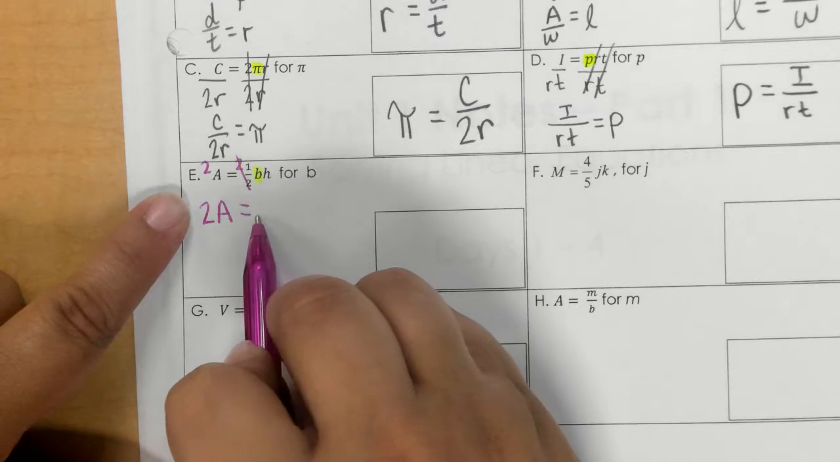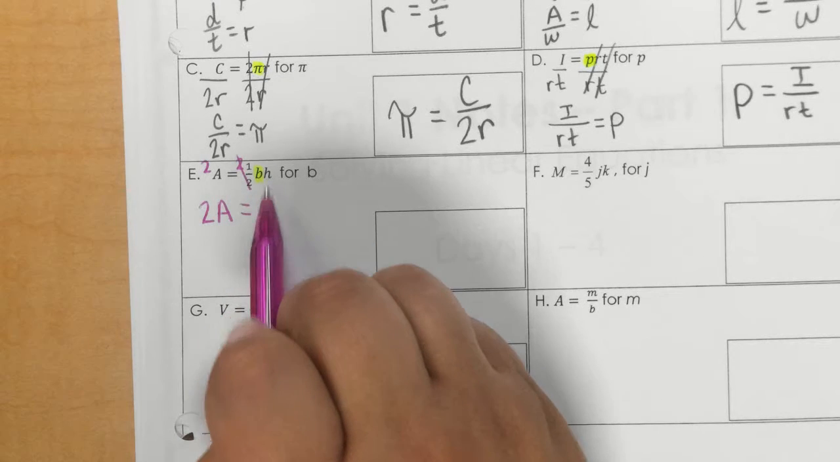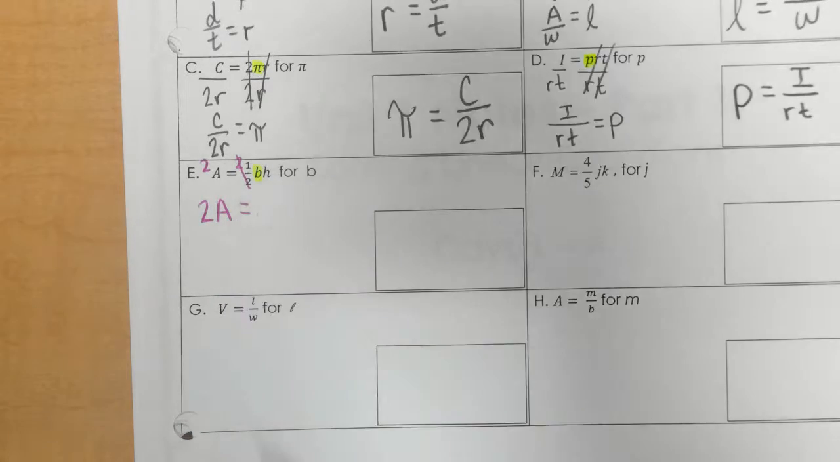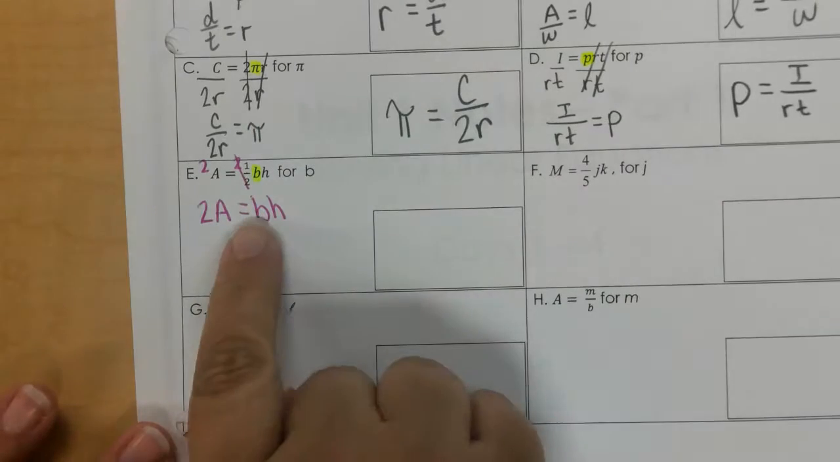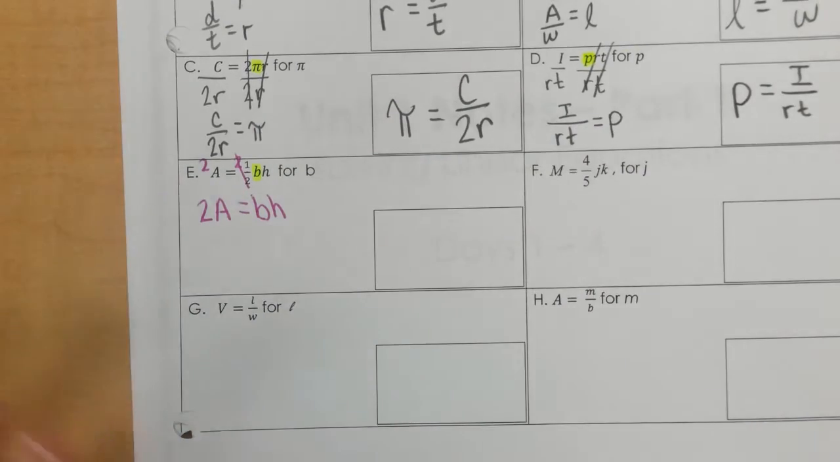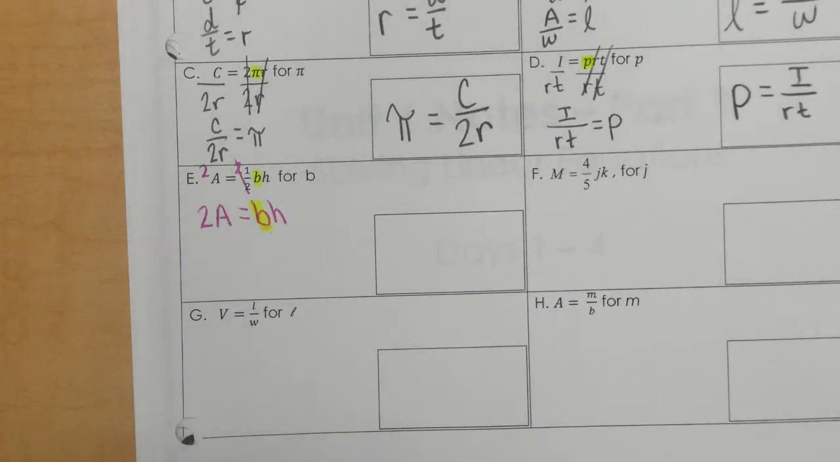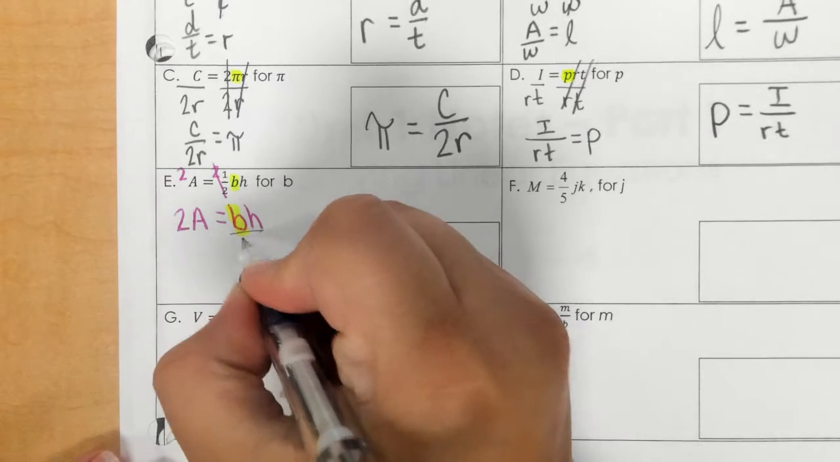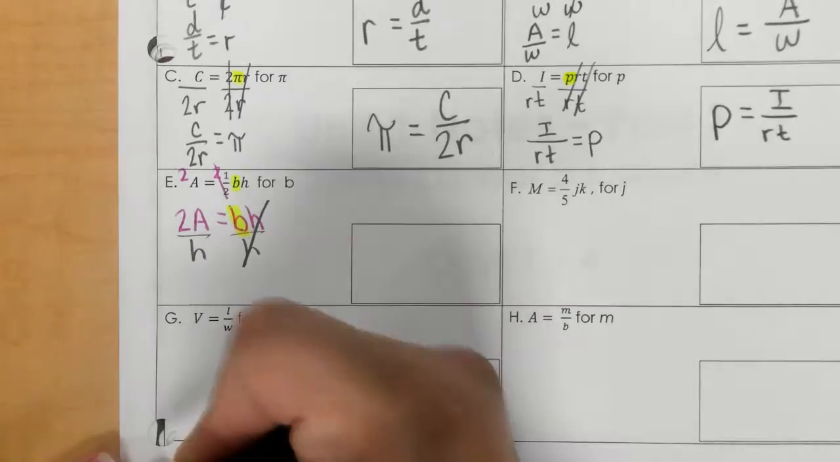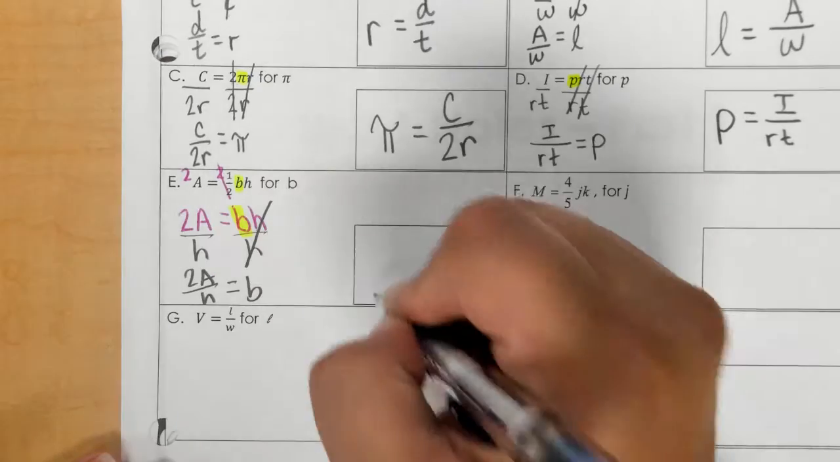Now, you also should know that if you have a 1 in front of your variables, it's implied, meaning that we know it's there. We don't have to see that. So I'm just going to write BH. I know there's a 1 there. Okay, it's just invisible. So if my goal is still to get the B by itself, I have a times H here. So the opposite of that would be divide by the H. So this gives me B equals 2A over H.